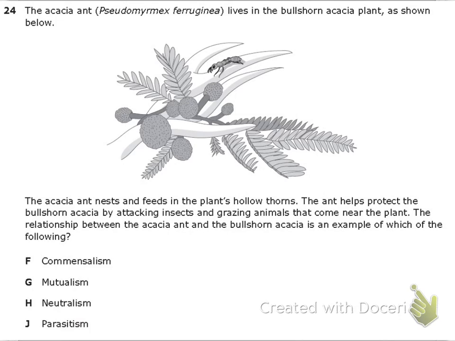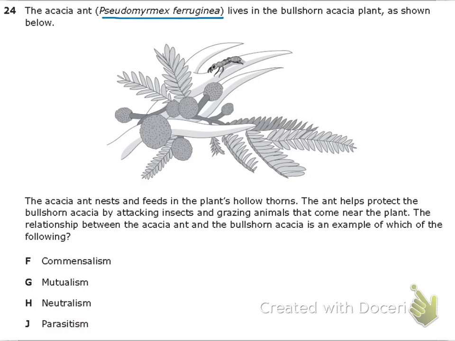Before I start on number 24, I want to point out these two words in italics here, next to the name of the organism, the acacia ant. We don't need to know how to pronounce them, and we don't need to know what they mean. Those are the scientific name for the acacia ant.